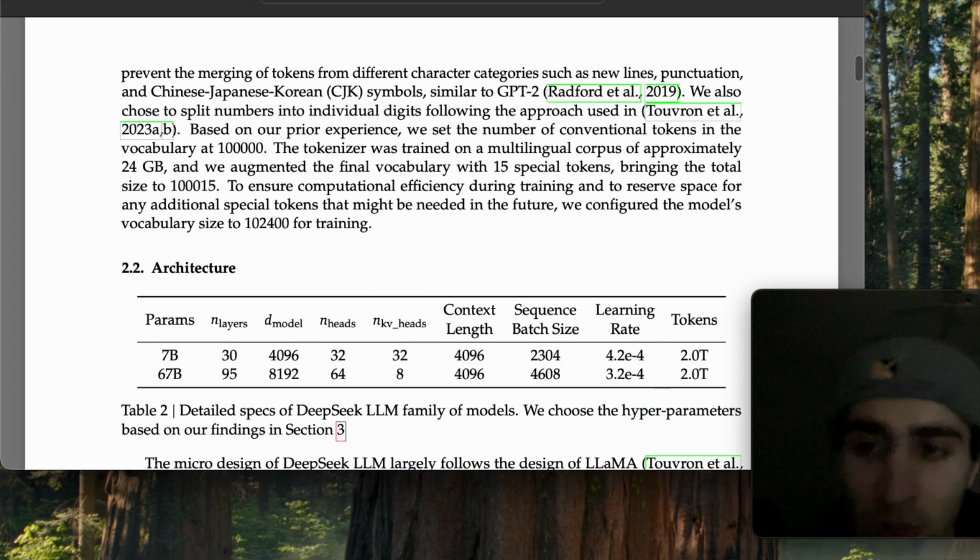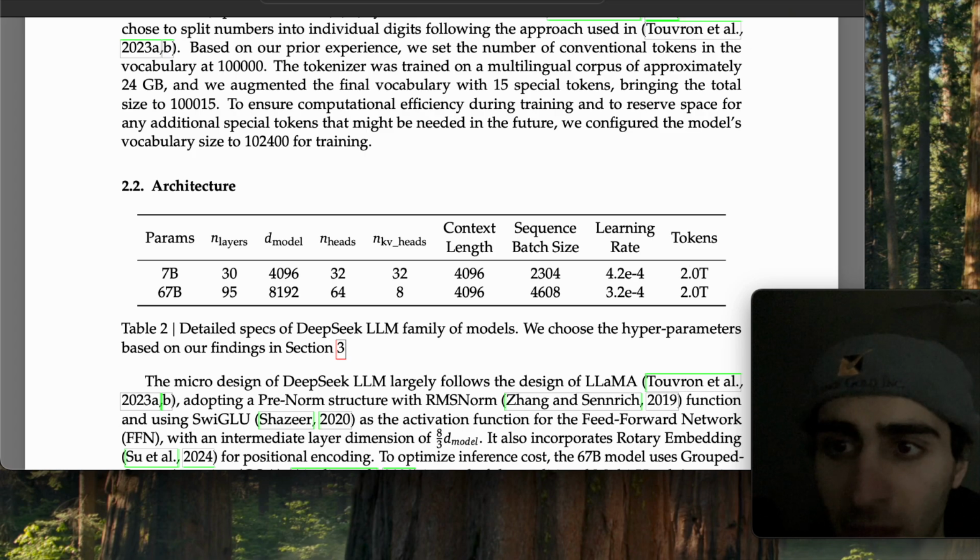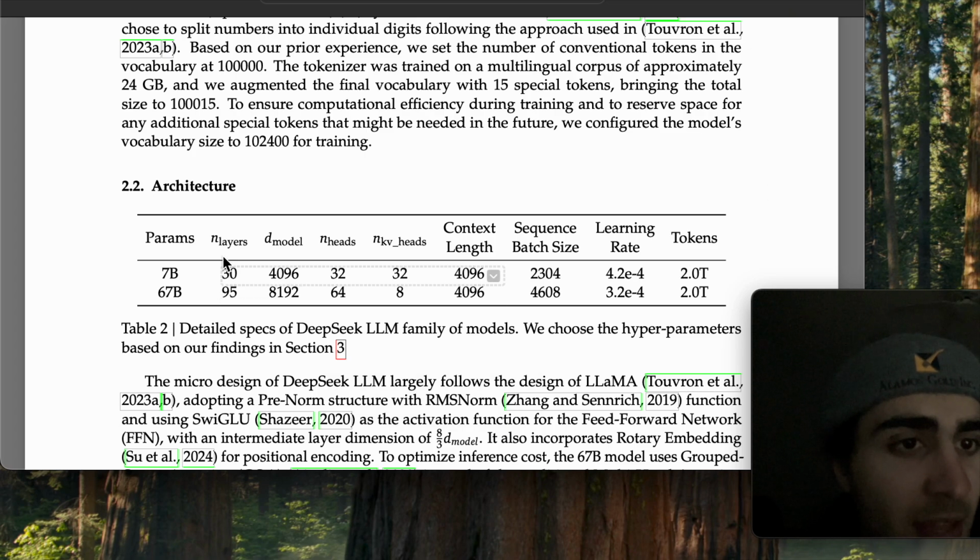Okay, so now that we have tokenization out of the way, we can get into the meat and potatoes, which is architecture. They propose a 7 billion and 67 billion parameter model. Once again, both use the 2 trillion token dataset. And the first thing that you notice is this difference here.